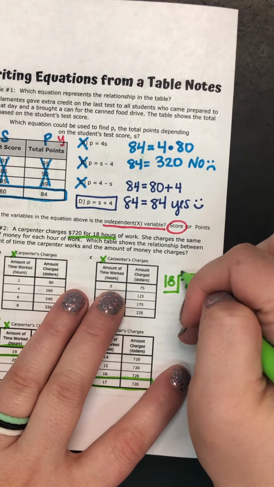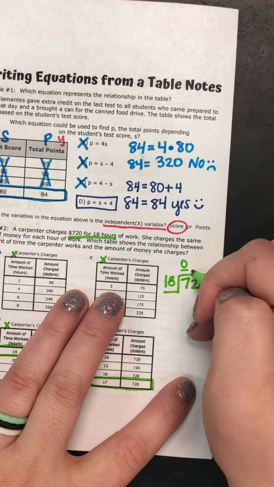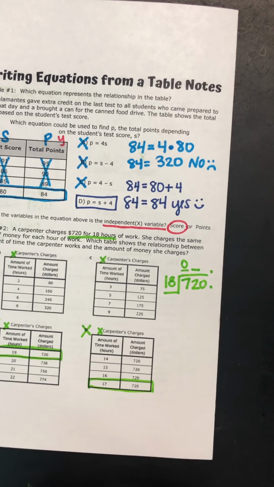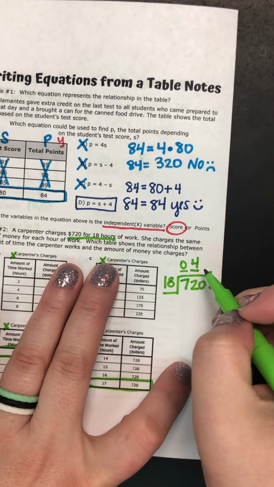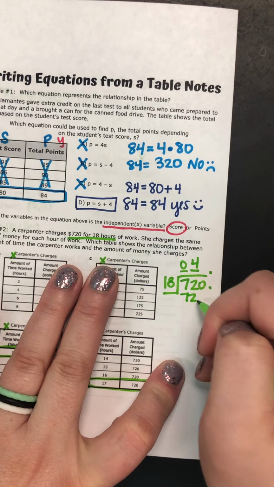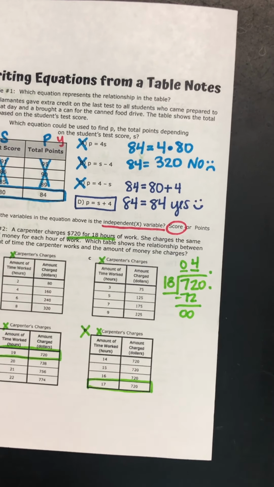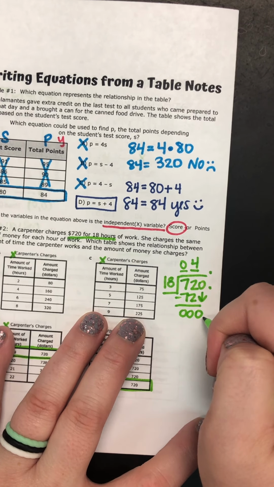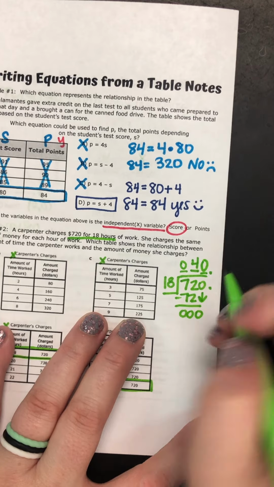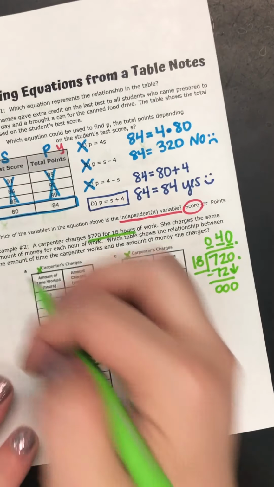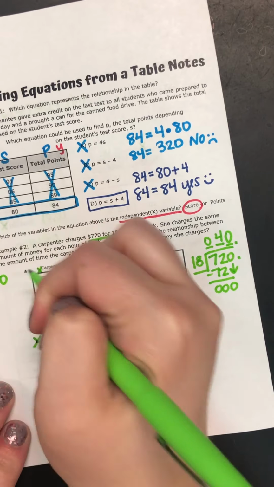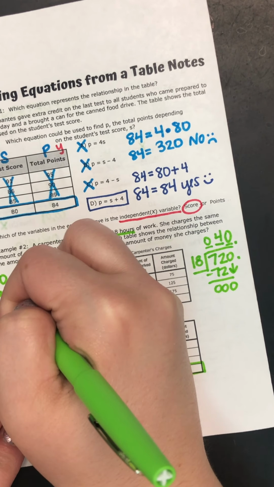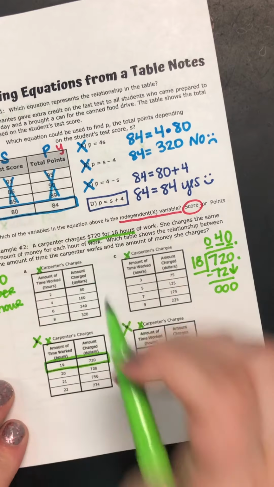So 18 does not go into 7, so I'm going to put a 0, but it does go into 72. Okay, it does go into 72, and that's going to be 4 times. 18 times 4 is exactly 72. And we bring down our 0. 18 doesn't go into 0. And so I get $40. So essentially she's charging $40 per hour.